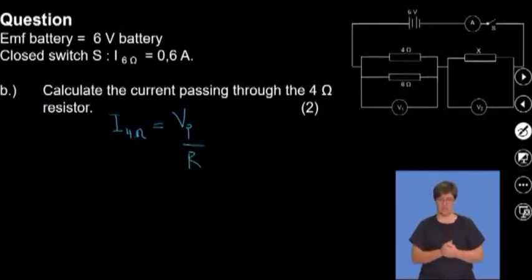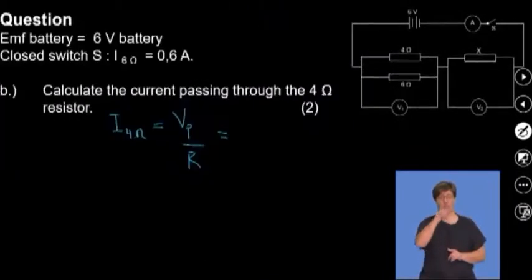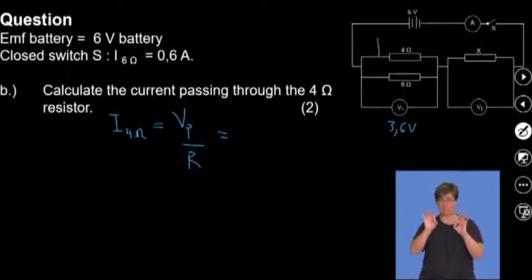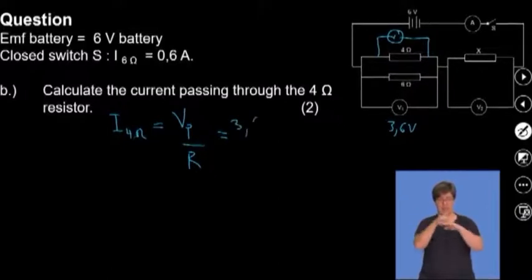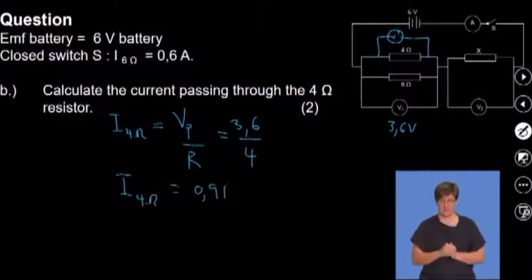Divided by that resistance, we got that voltage to be 3.6 volts, which is exactly the voltage across the 4 ohms. So the current through the 4 ohms is 3.6 divided by 4, which equals 0.9 amperes.